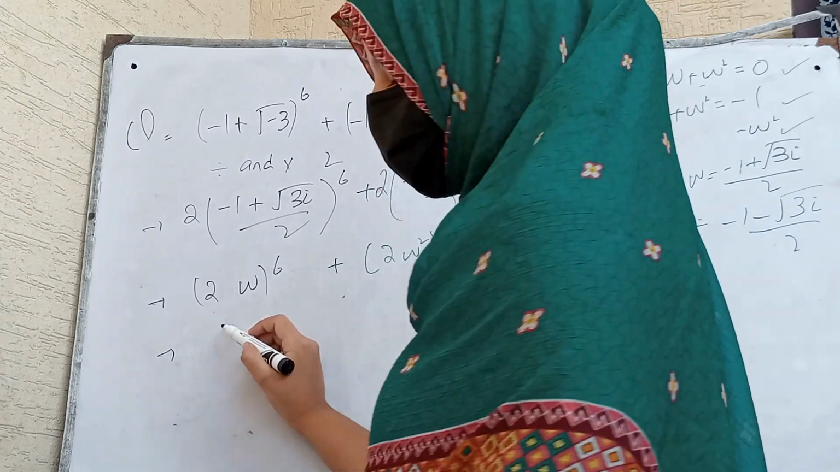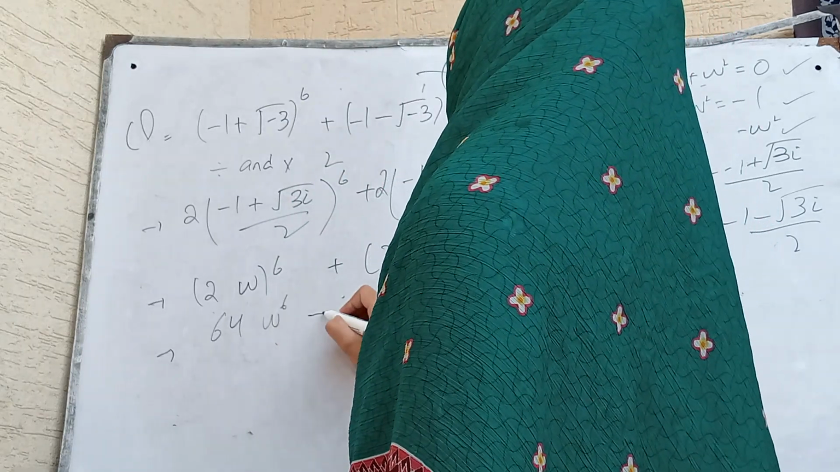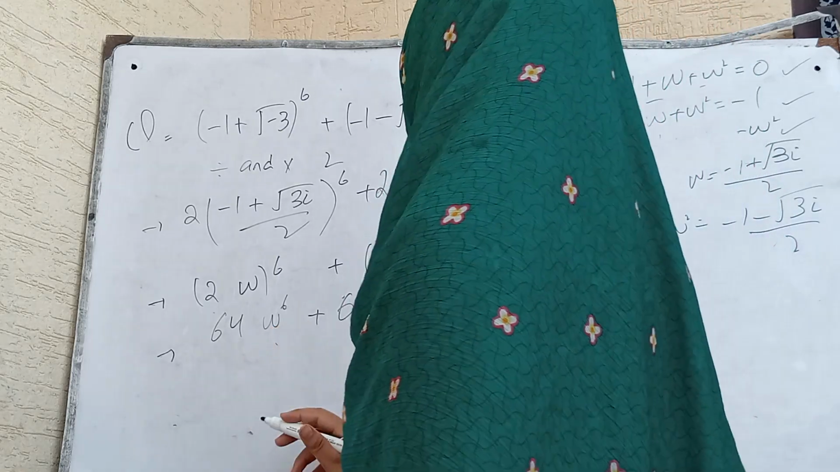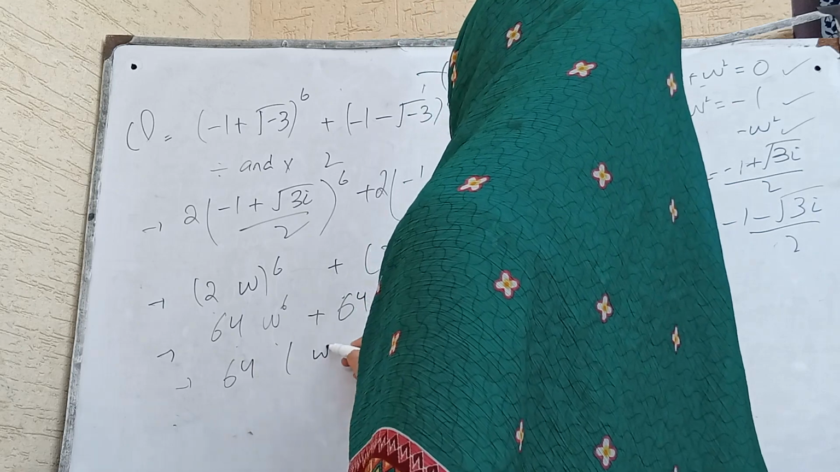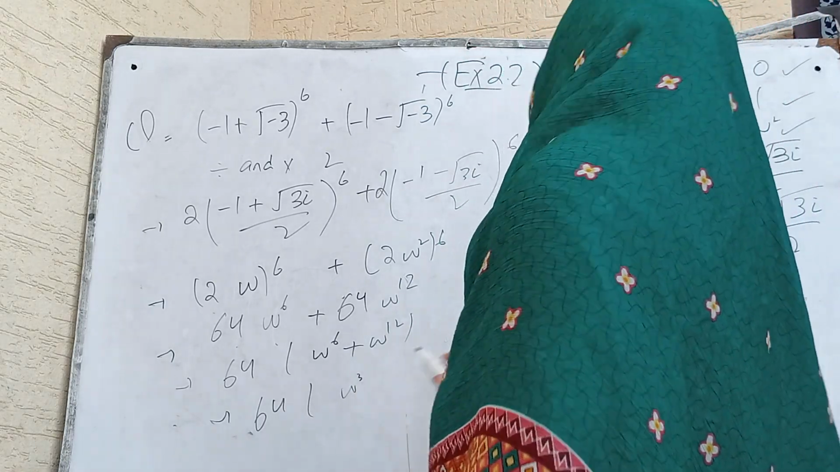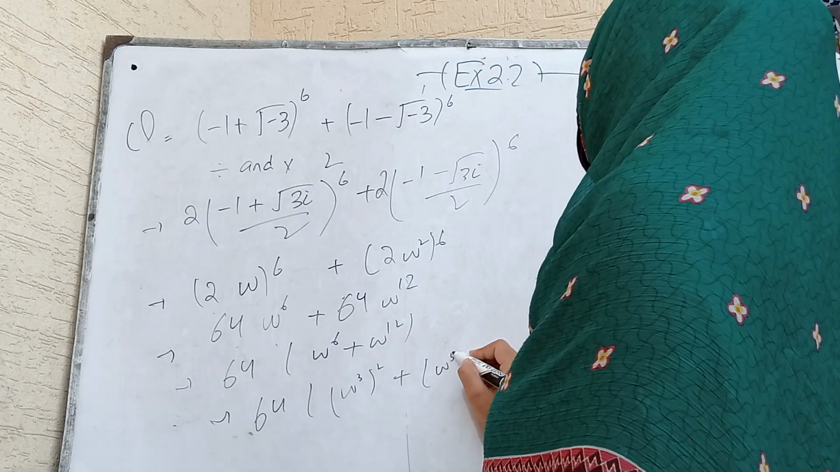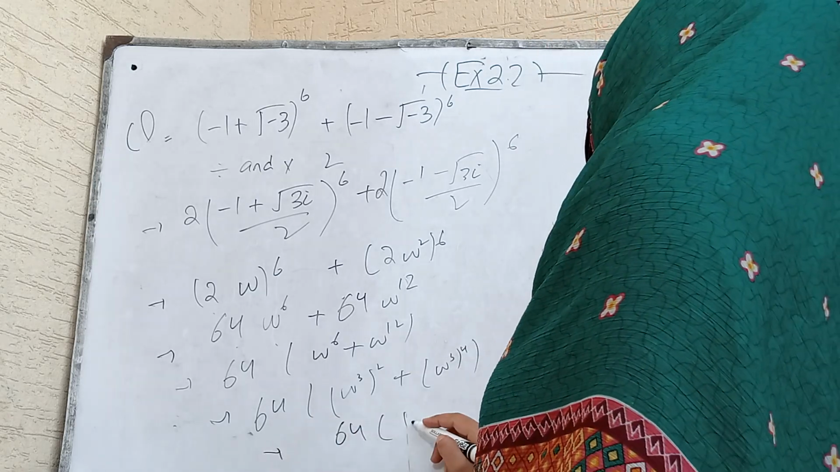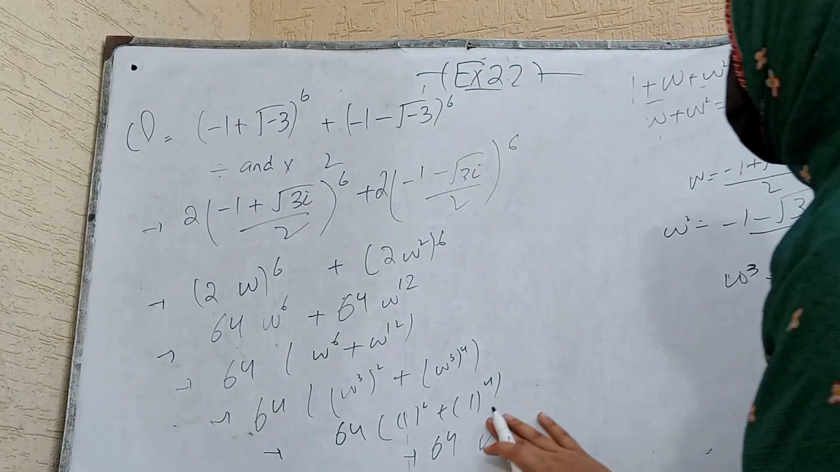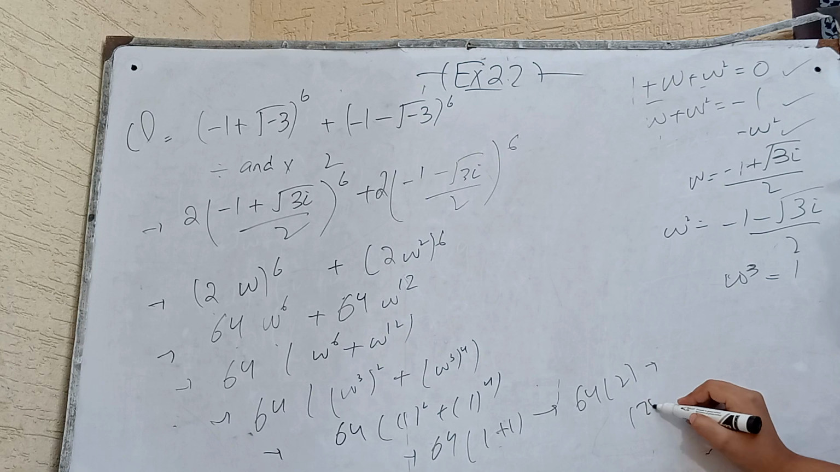So 2 power 6, which is equal to 64, both 64, omega 6, 64, and omega 12. So 64 will be common, then omega 6 plus omega 12. 64, omega 6 distributed into 3, which is omega 3, is equal to 1. So omega 3 twice plus omega 3 four times, 64 times (1 whole square plus 1 to the 4), is equal to 64 times (1 plus 1), which is 64 times 2, and 64 multiplied by 2 is equal to 128.